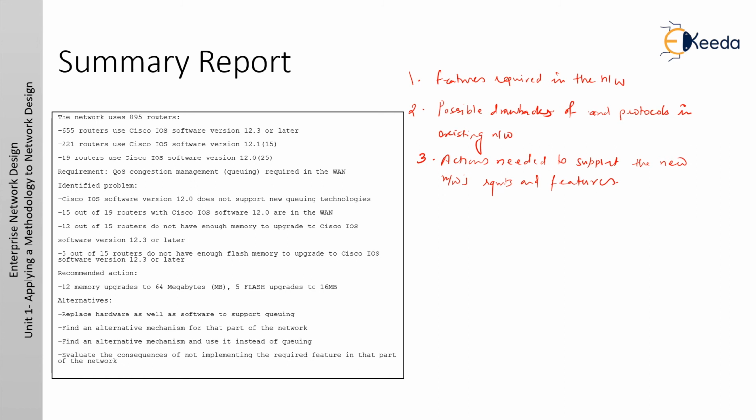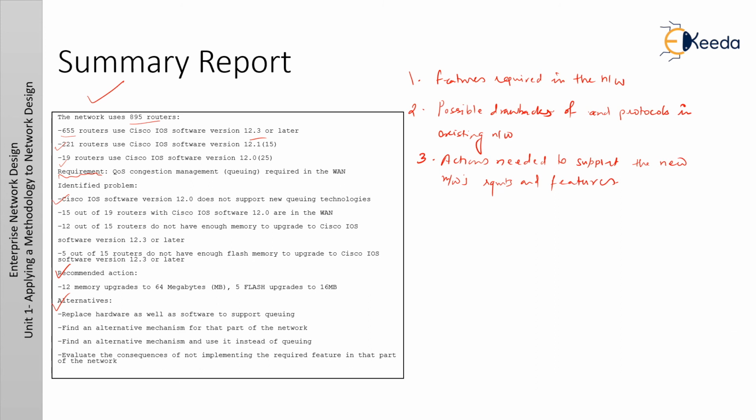So here we can see the sample summary report. The network uses 895 routers, 655 routers use Cisco IOS software version 12.3 or later, and so on. So this report is generated. What is the requirement? Quality of service, congestion management, queuing required when a problem is identified. For this purpose, what we need to do, what are the recommended actions, and what are the alternatives we can choose. So on the basis of this, we can generate the summary report.